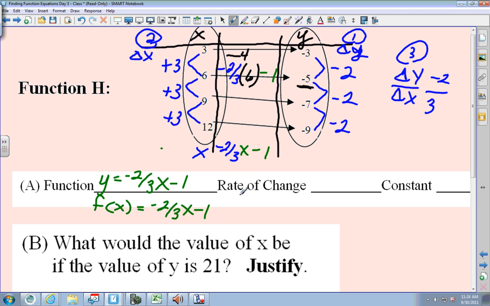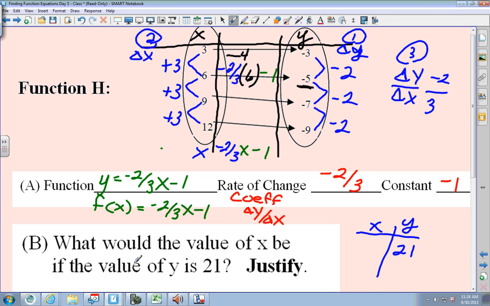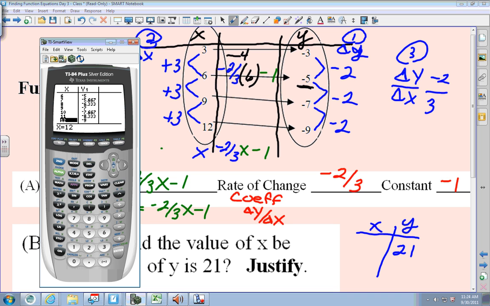Rate of change, remember that's the same as your coefficient. It's the same as delta y over delta x. That number is negative 2/3. Right here. Your constant, there it is by itself, minus 1. The next thing down here is saying, what would be the value of x if the value of y is 21? Build a table. Y is 21. What is x? Now when you go in the table, it makes it much easier to know exactly what you're looking for.